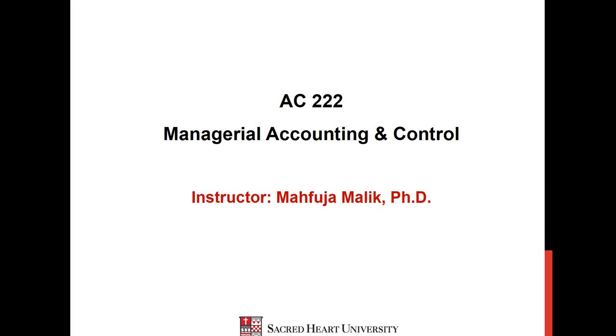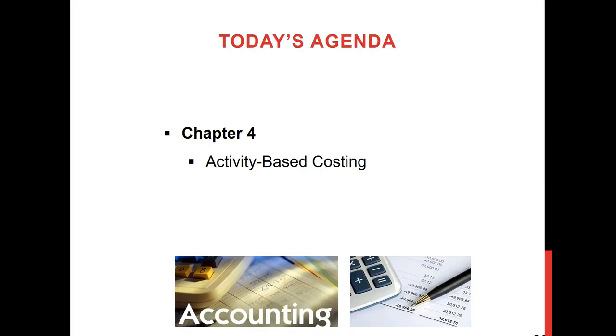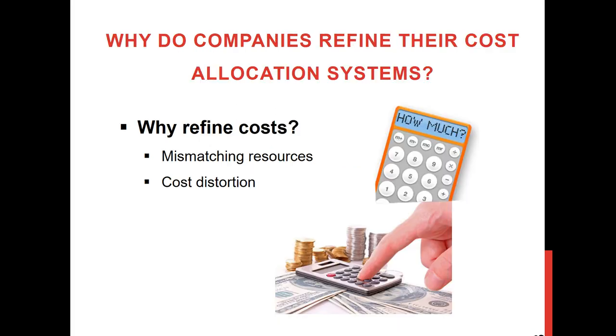Today is our second online session, and this week we will focus on a new chapter, chapter 4, activity based costing. As we discussed earlier, costing is really important for a manufacturing company because their cost structure is really complicated. So each and every company, of course including the manufacturers, always tries to refine their cost. They always try to calculate the cost precisely and correctly.